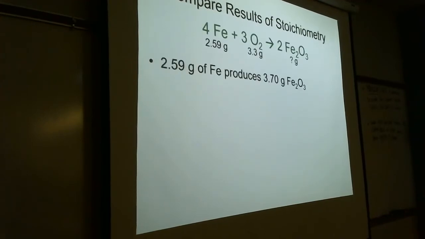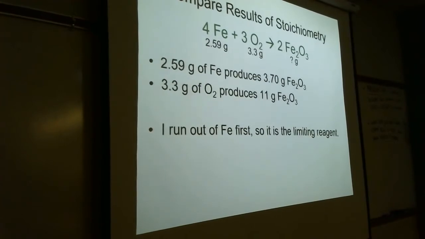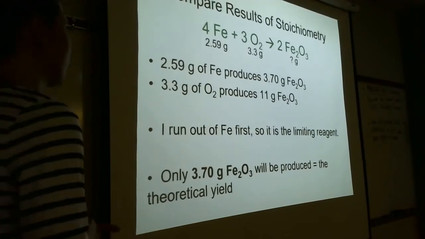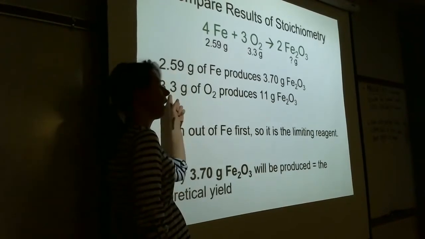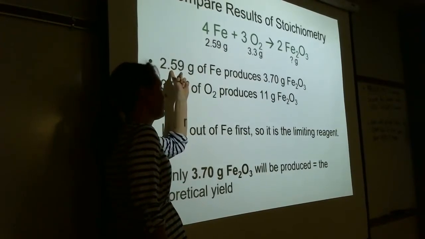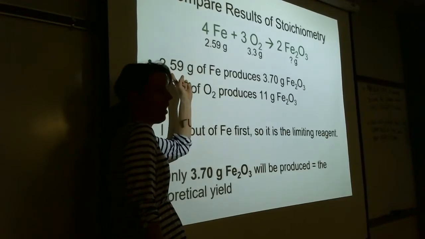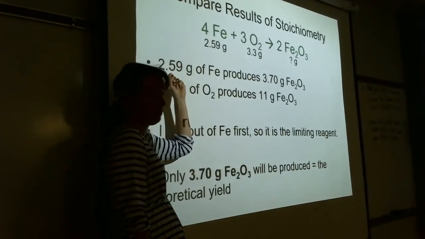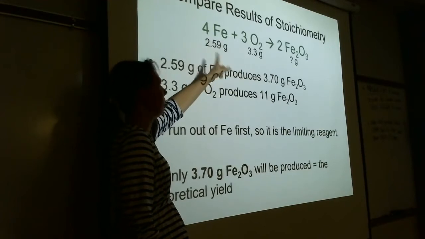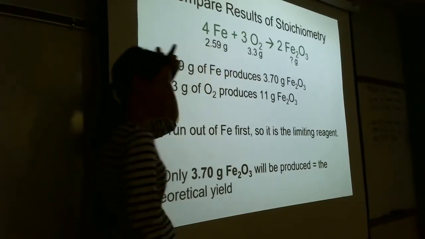From my 2.59 grams, I got 3.70 grams. And from my 3.3 grams, I got 11 grams. Thus, iron was the substance I ran out of first, which means the theoretical yield is 3.70 grams. Now watch out for this, okay? A lot of students will say, oh, this number is smaller than this number, therefore this one's the limiting reagent. Now, in this case, the smaller number does happen to be the limiting reagent, but does that always mean that the smaller number is the limiting reagent? No, it's based on the proportions in the molar mass, and the stoichiometry is based on the mole ratios, and it's based on the molar masses, right?